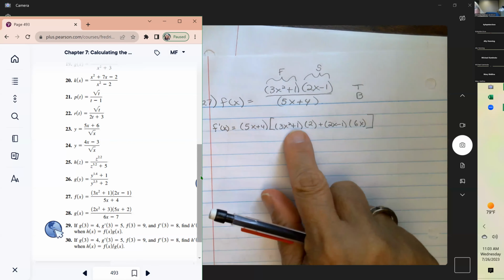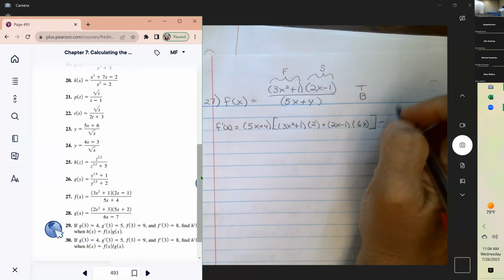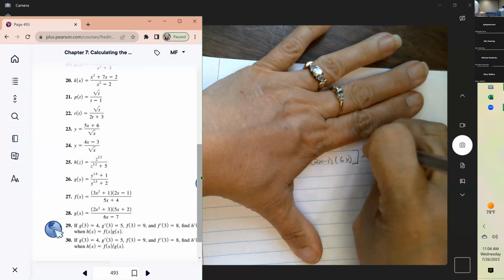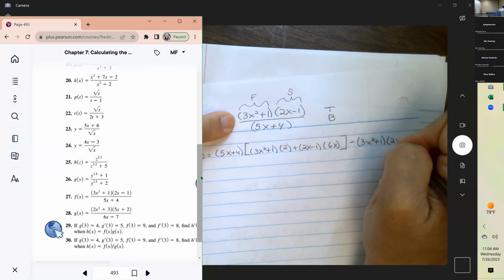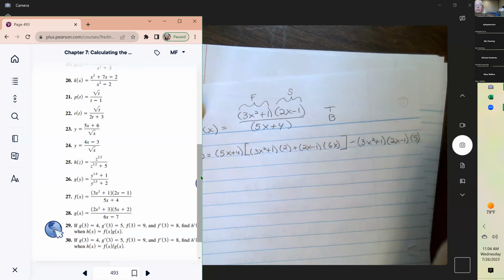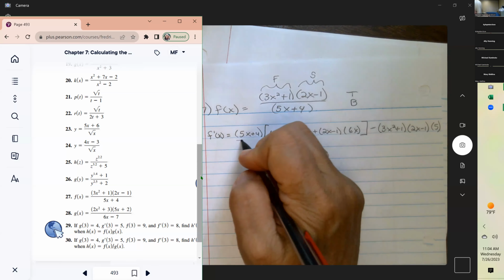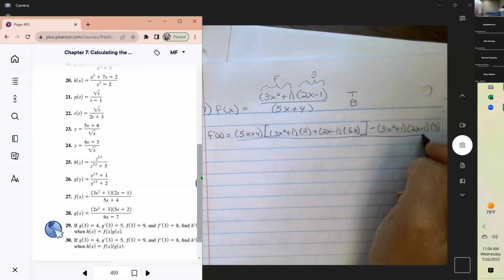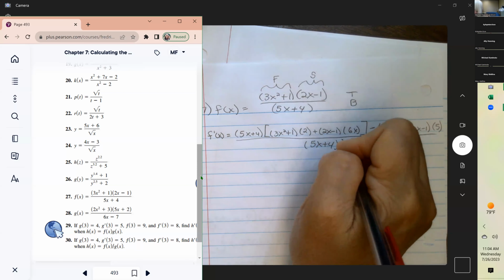Bottom derivative of the top minus the top times the derivative of the bottom, which is 5. All over the bottom squared.